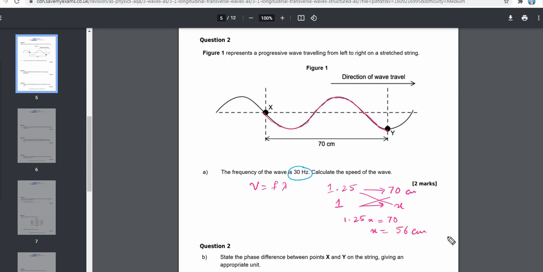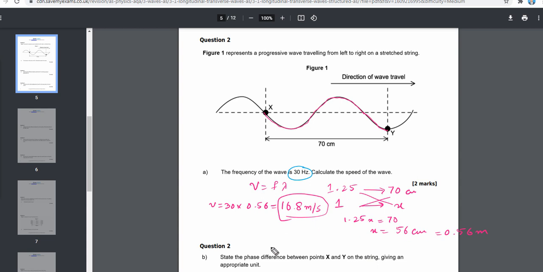56 centimeters will be equal to 0.56 meters, so I'll put 0.56 meters over here. So my speed will become equal to 30 times 0.56, and 0.56 times 30 would be equal to 16.8 meters per second, which is the speed of this wave. So this is how we can find out the speed.